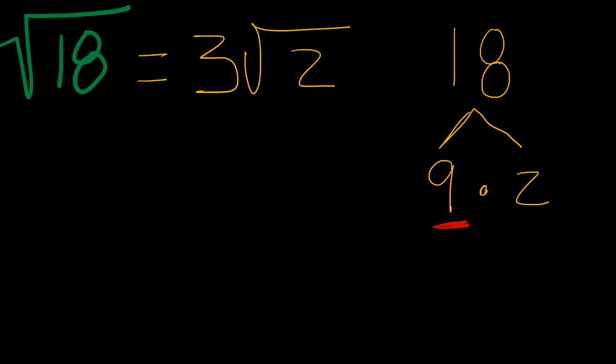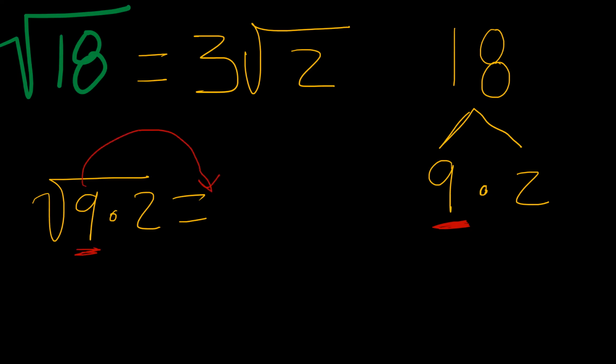3 root 2. So that's because, right, when we have the square root of 18, we can rewrite it as 9 times 2. 9 is a perfect square. So when this comes on the outside, it turns into a 3. So it'll be 3, and then you'll still have the root 2.